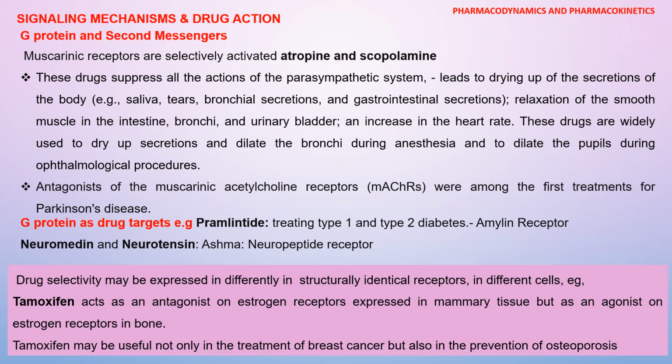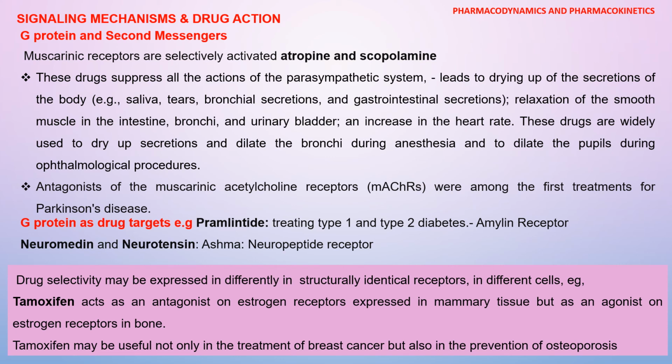Drugs that are used to selectively block muscarinic receptors are atropine and scopolamine. These are the drugs that are used to dry up secretions and dilate the bronchi during anesthesia and to dilate the pupil during ophthalmological procedures. Antagonists of muscarinic acetylcholine receptors were the first to be used for treatment of Parkinson's disease.